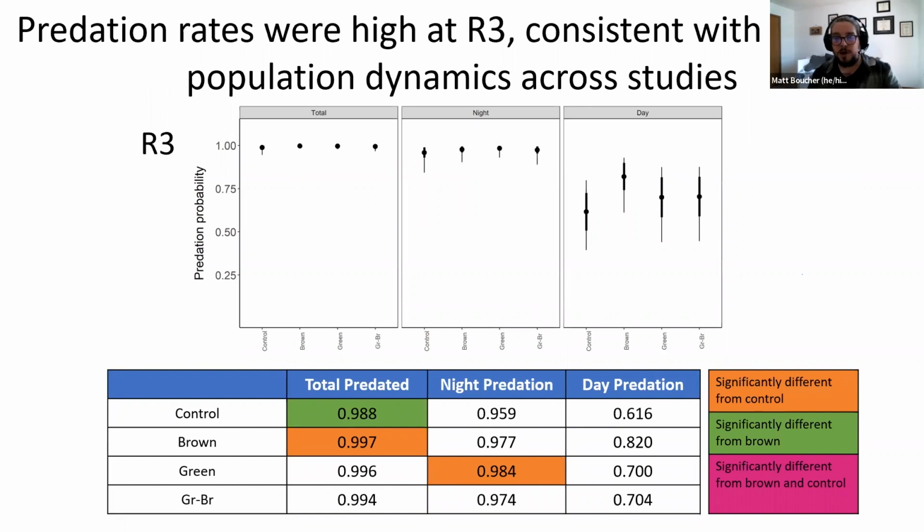Then we'll touch on R3 here. Again, overall, you're seeing almost 100% of your sentinel waxworms being predated. Most of them are being consumed at night. For the remaining that are consumed, you're still getting higher resolution during the day in terms of predation in planting green and planting brown than your control.